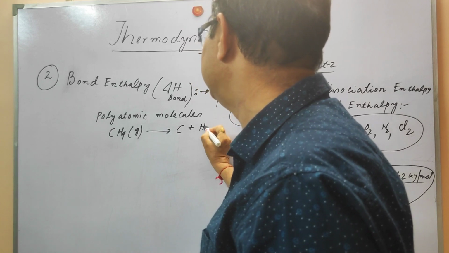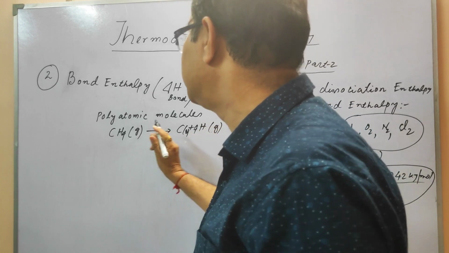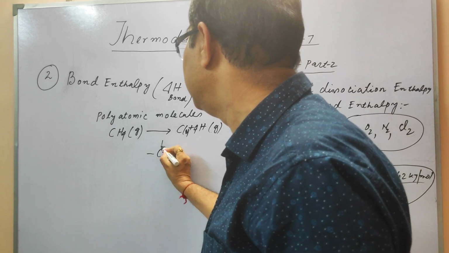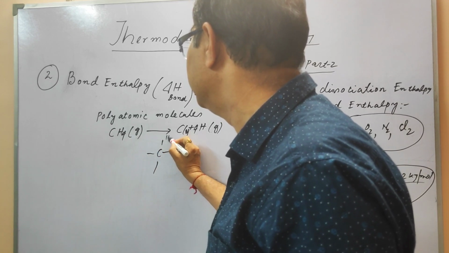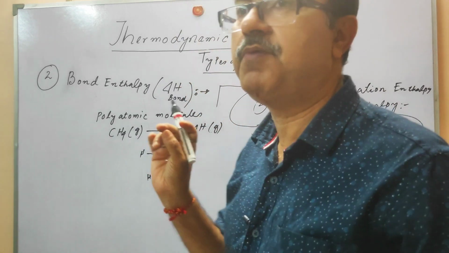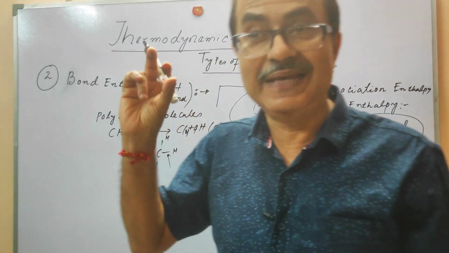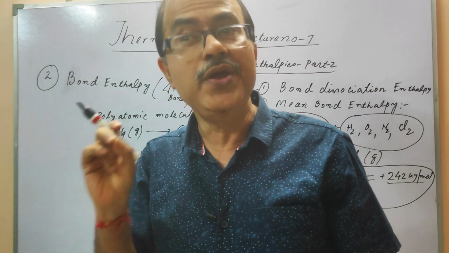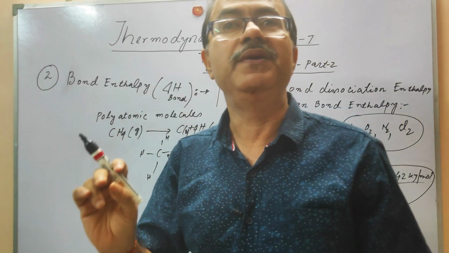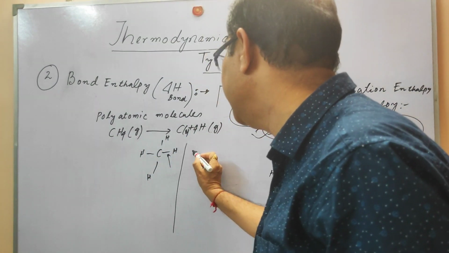In this case, what has been found out is that here you can see there are 4 carbon-hydrogen bonds. Although all the bonds have the same strength and the same length, still when we are going to break the bonds, the bond dissociation enthalpy will be different for the different bond. That can be easily visualized from here.